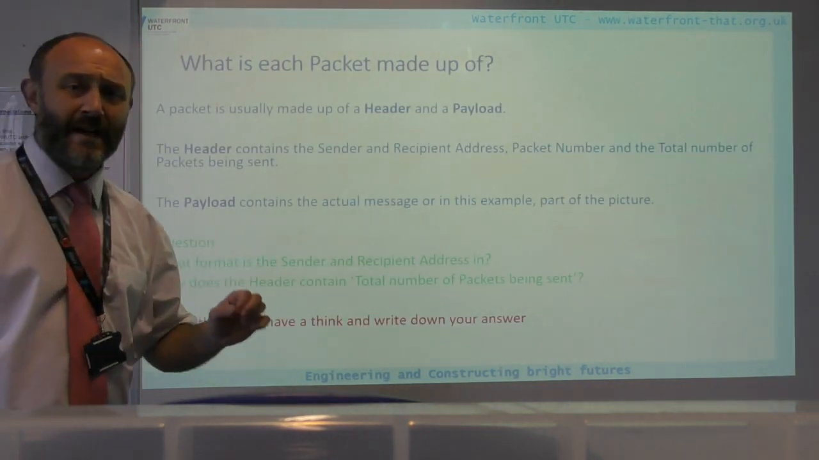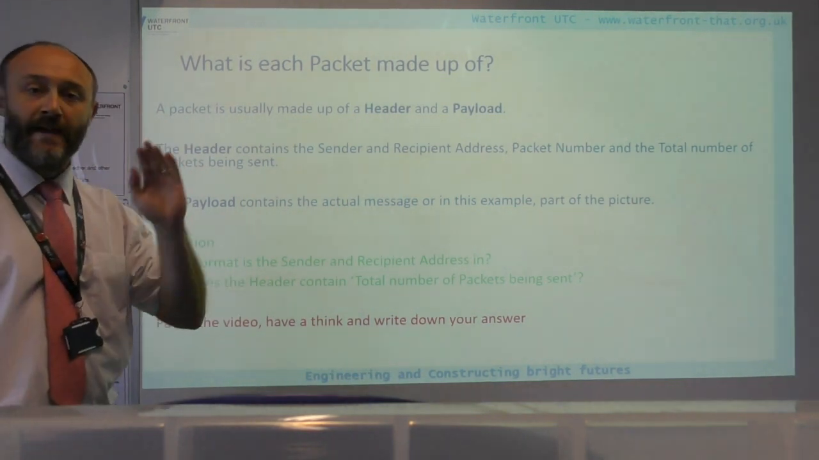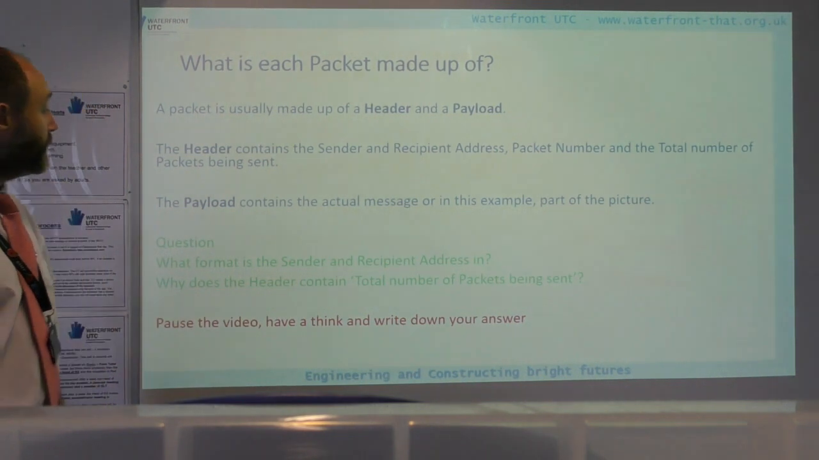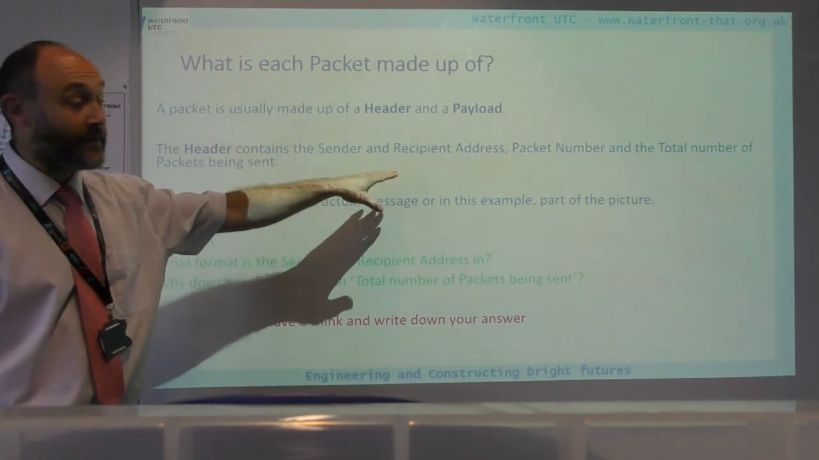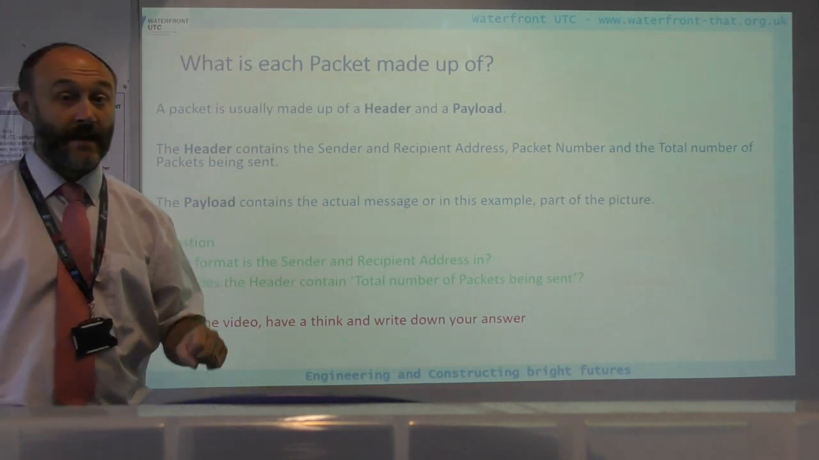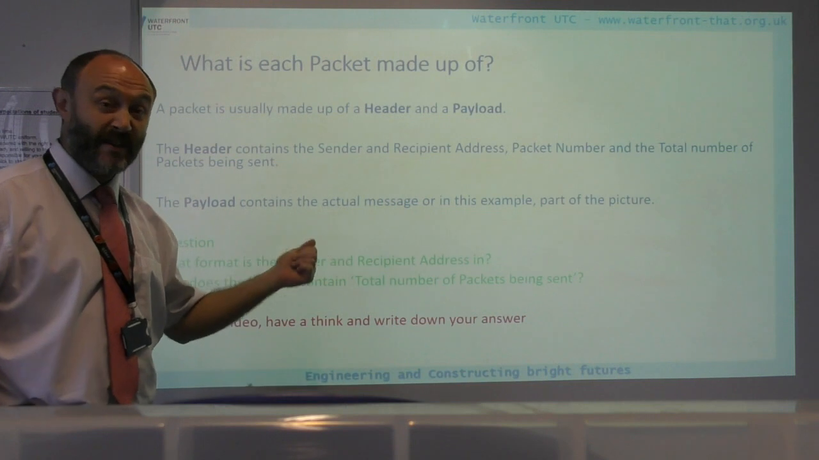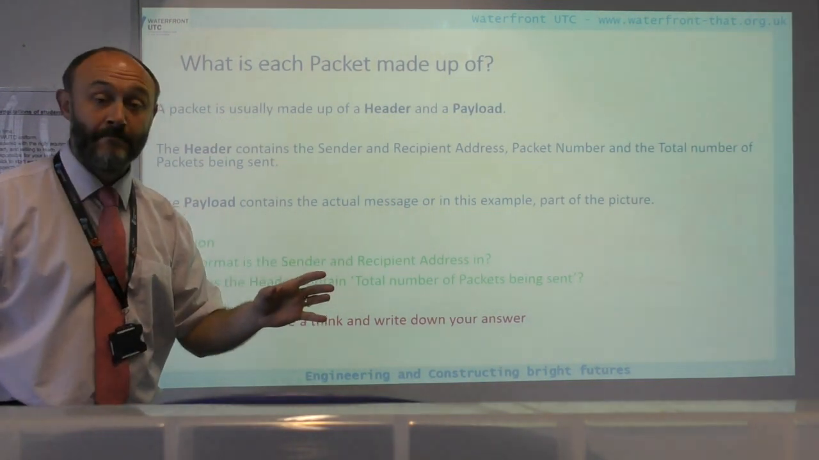So what is each packet made up of? A packet is usually made up of a header and a payload. The header contains the sender and recipient address, the packet number, and the total number of packets being sent. The payload contains the actual message, or in this example, a part of the picture.